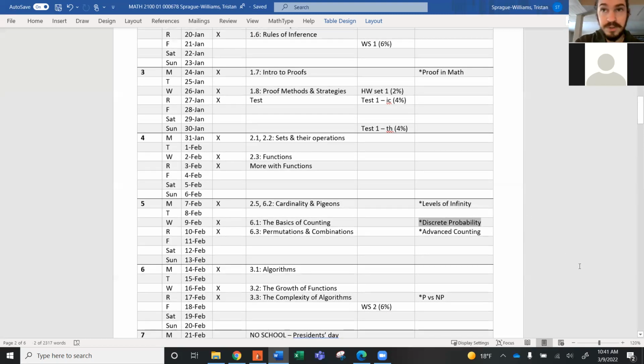Probability. So we've studied counting. By the way, folks, please feel free to interrupt me if you have a question or a comment here. I'll make sure I have the chat open.